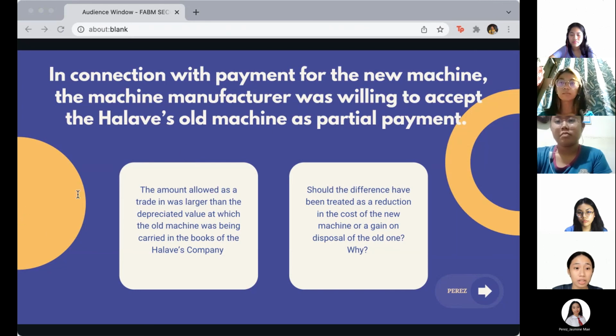It is a gain on disposal of the old one. Since Halave is not going to use the old machine, might as well trade it in connection with the payment for the new machine. The money Halave invested as an asset in that old machine benefits him and the company because the amount allowed in the trade is a large sum of money that will be deducted from the new machine, unlike if they sell it at a depreciated value.